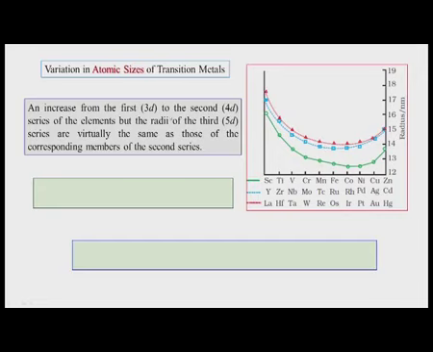So, as we move from 3d to 4d, the radii for this 5d series are virtually the same as that of our 4d series and the corresponding members of the second series. So, this particular thing, that means this gap, is very high. So, you see that this is from nickel to palladium. From nickel to palladium, this separation is the maximum separation. But between palladium and platinum, these are close by and very close to each other.